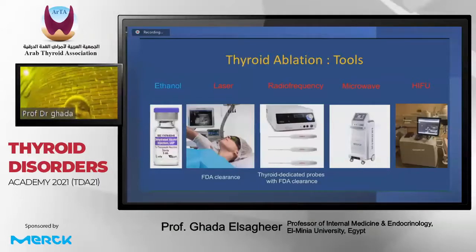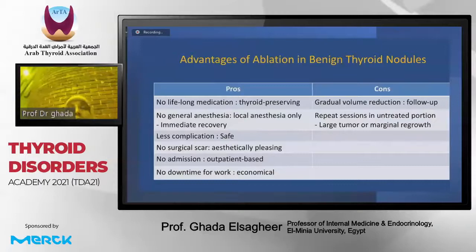About thyroid ablation, we have chemical ablation and thermal ablation. Chemical ablation by ethanol or polidocanol; thermal ablation by laser ablation therapy, radiofrequency, microwave, and high-frequency ultrasound. What are the pros and cons of ablation in benign nodules? The pros: no lifelong medications, the thyroid is preserved, no need for replacement after the procedure, no general anesthesia, fewer complications, no surgical scar, no admission, no downtime for work. Cons: gradual volume reduction, repeat sessions in untreated portions, and in large tumors marginal regrowth can happen.